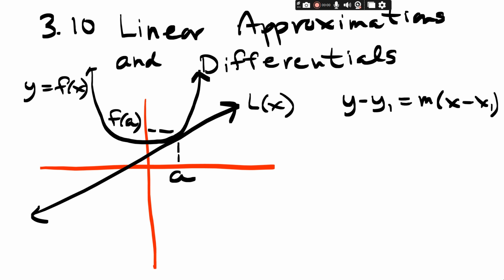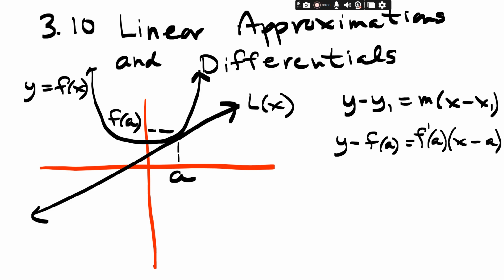Okie dokie, let's plug in everything that we know. So what's my y1 value? Anybody? F of A. And then we're trying to get our slope. So the slope is technically this slope here. But as far as derivatives go, we have the derivative at A. That would be the same thing as m. And then I got myself my x minus, and what's my x1? A.